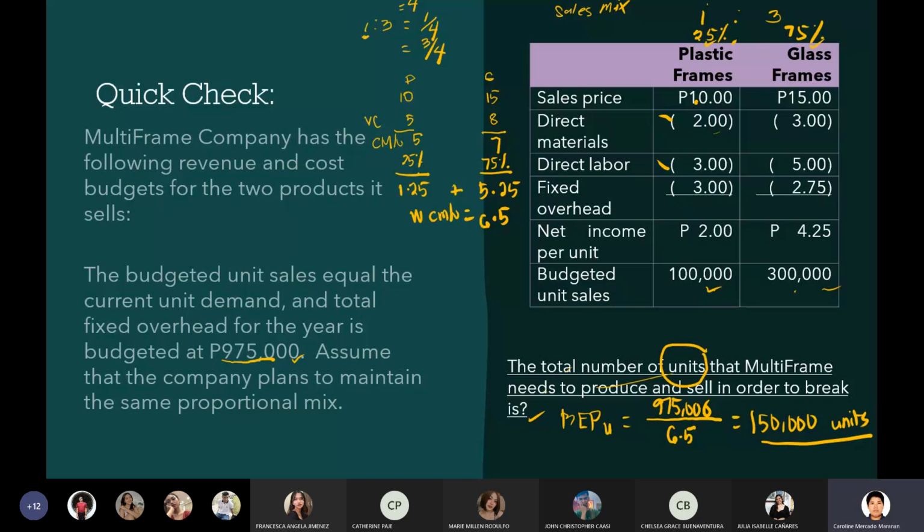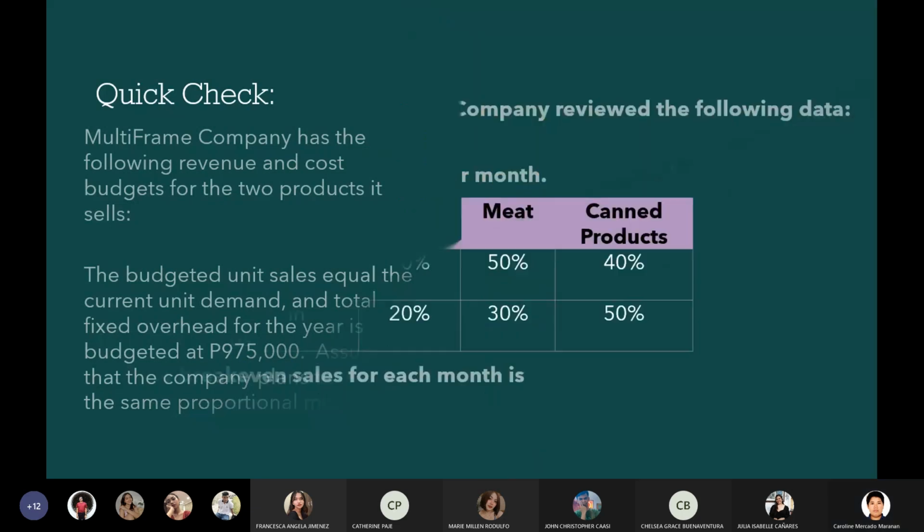Okay. May tanong? Para dito? Meron kayong question? Meron kayong hindi na-gets kung saan nakuha yung amount na yon? Meron ba? Wala? Okay. Next problem.